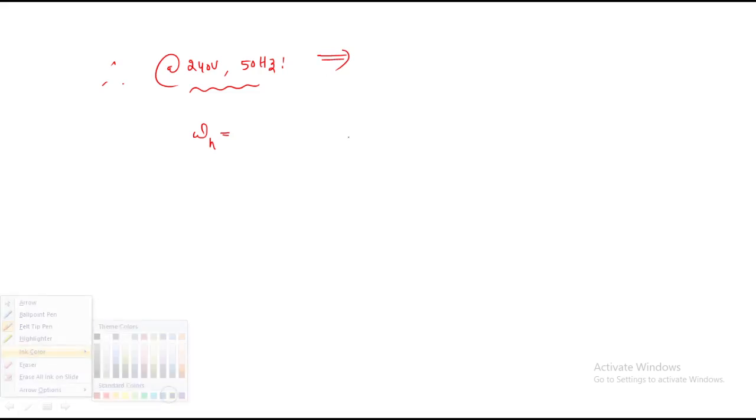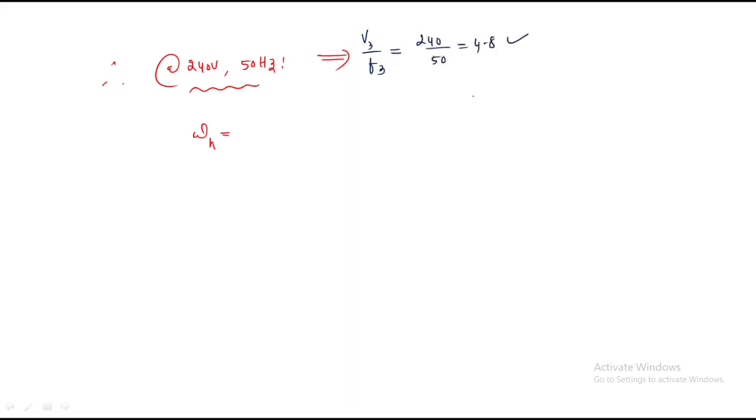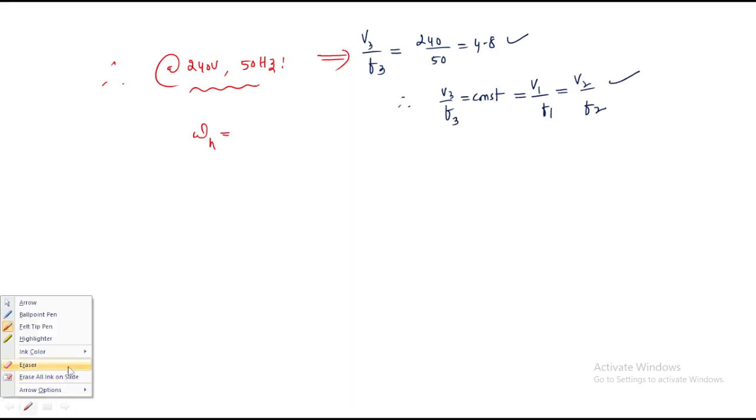Therefore we have to calculate the components of WH and WE at 240 volts and 50 hertz, right? What is the value of WH? Before that, what is V3 by F3? First we have to satisfy the condition, that is 240 by 50, which equals 4.8. Therefore V by F equals constant, that is V1 by F1 equals V2 by F2. This is V3 by F3. Then only WH equals what?